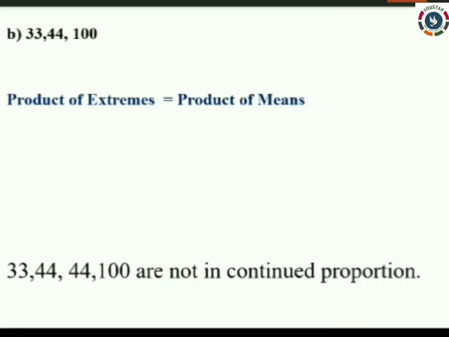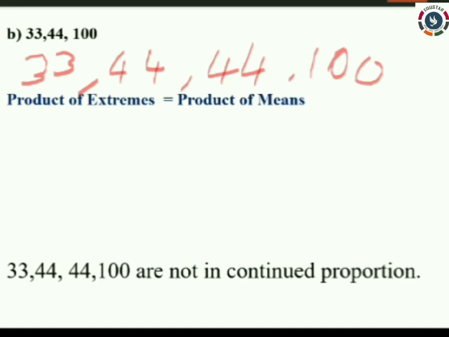Let's see one more example. 33, 44 and 100. These are 3 quantities. Now we are going to check whether these 3 are in continuous proportion or not. For writing continuous proportion, you have to repeat the second term, right? Here your second term is 44. So 33, 44. Again you have to write the 44. Next 100. Now 33, 44 and 44, 100 are your 4 terms.